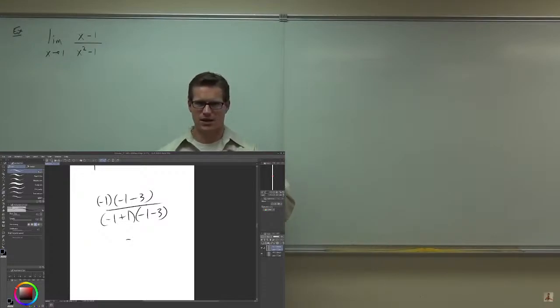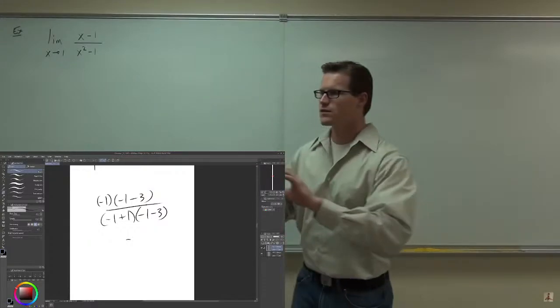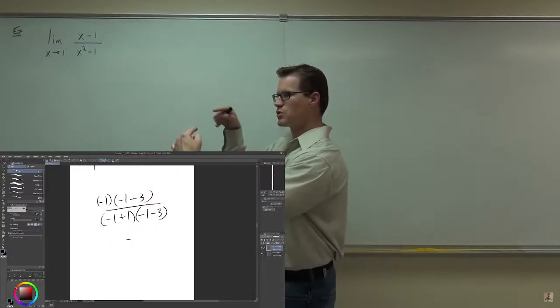Is that a hole or an asymptote? Do you remember? That's a hole. Ultimately, this function has a hole. So what we want to find out, though, is what's the function doing as we approach that certain value?